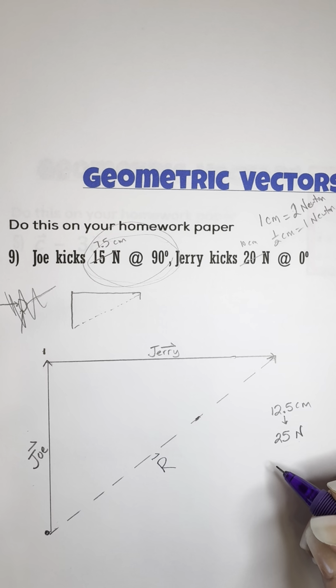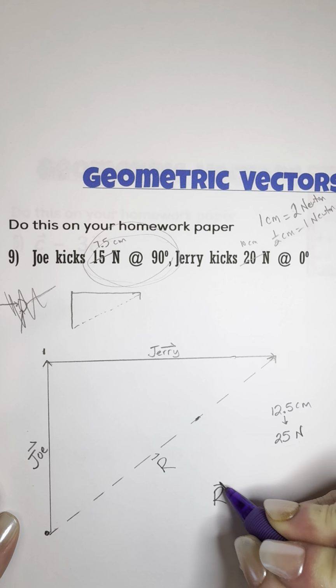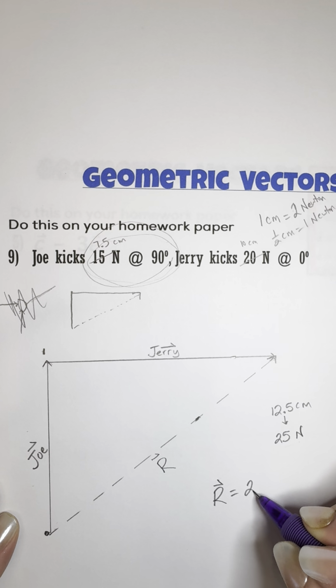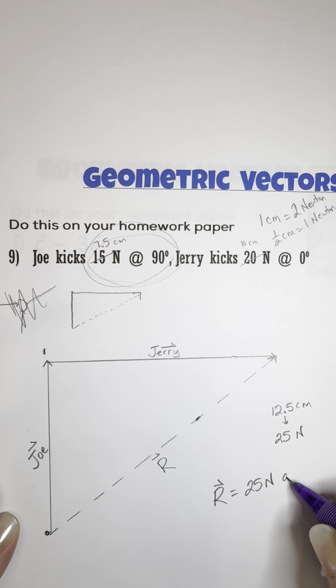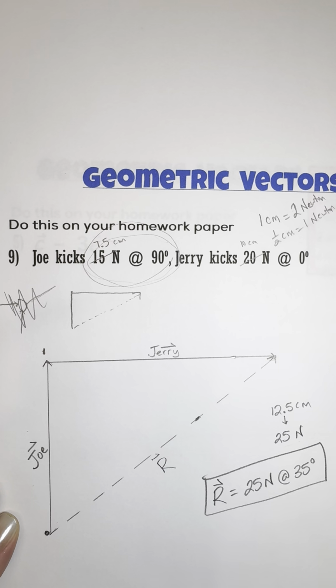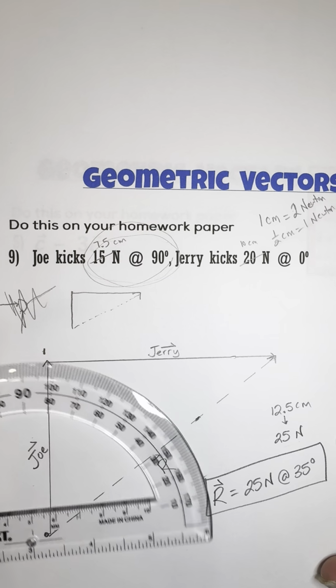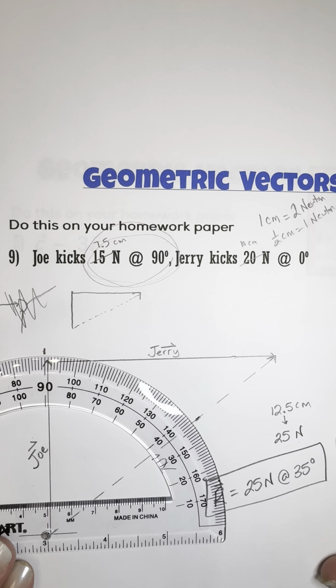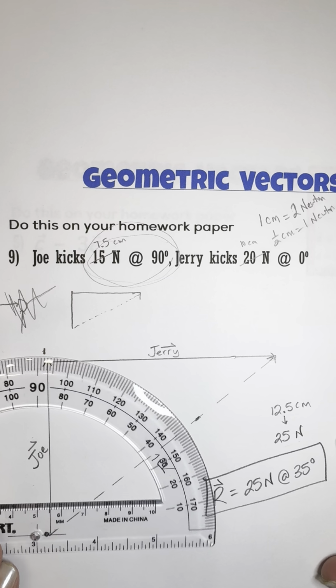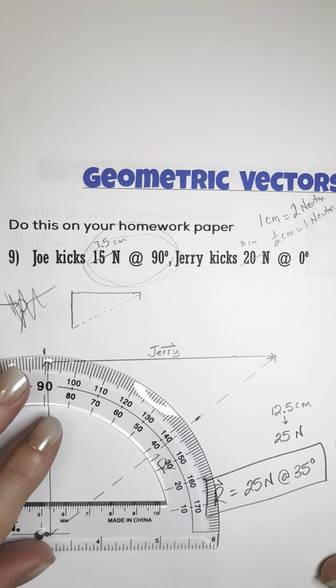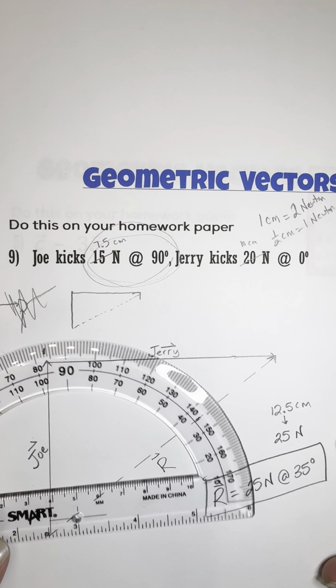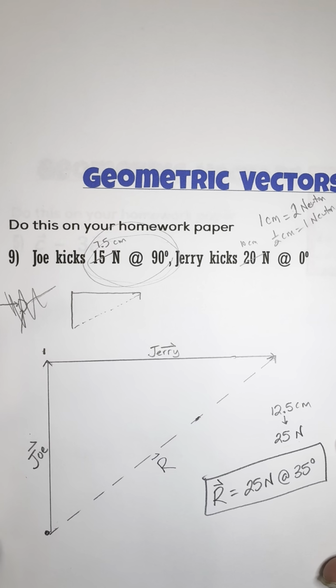So the way that I would write this then is I'd say my resultant is 25 newtons at 35 degrees. Now, I don't know if that's exactly right. I'm just sketching it, and I've already forewarned you that my sketches are not going to be great because I'm trying to do this with a camera, and I hope that you can see what we're doing.